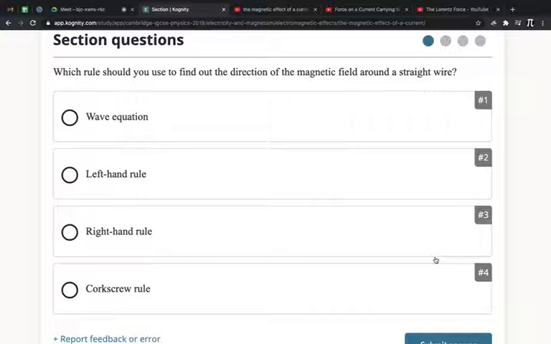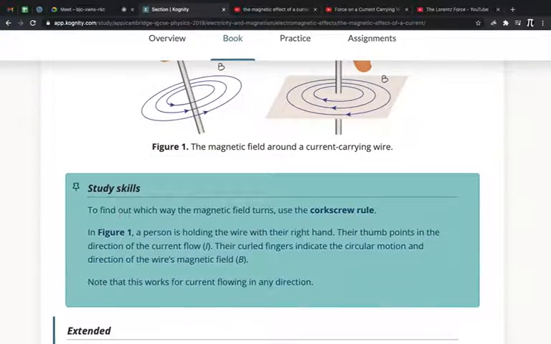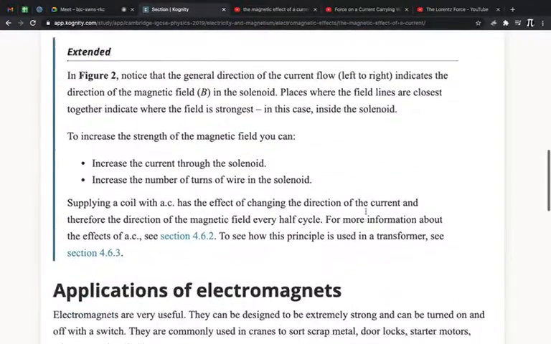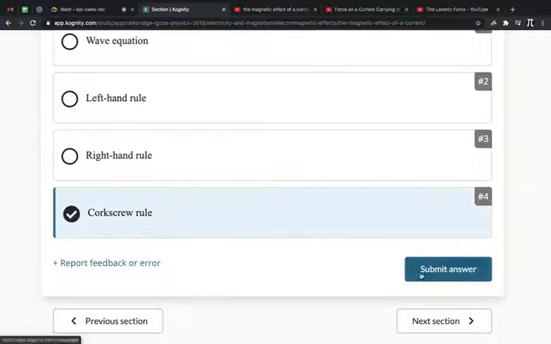Which rule should you use to find out the direction of the magnetic field around a straight wire? We call it the right hand grip rule, and here it says the corkscrew rule. That's another name for it, but I didn't explain that because it's not in the syllabus. To find out which way the magnetic field turns, you use the corkscrew rule, a person holding a wire with the right hand. I just want you to use the right hand grip rule, but in this book it says the corkscrew rule.